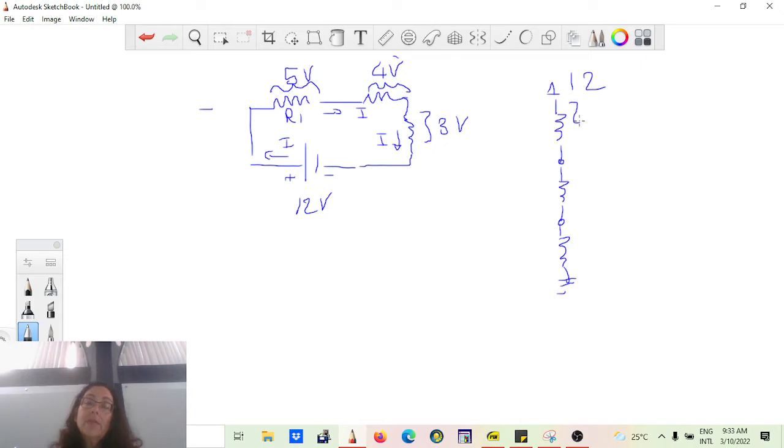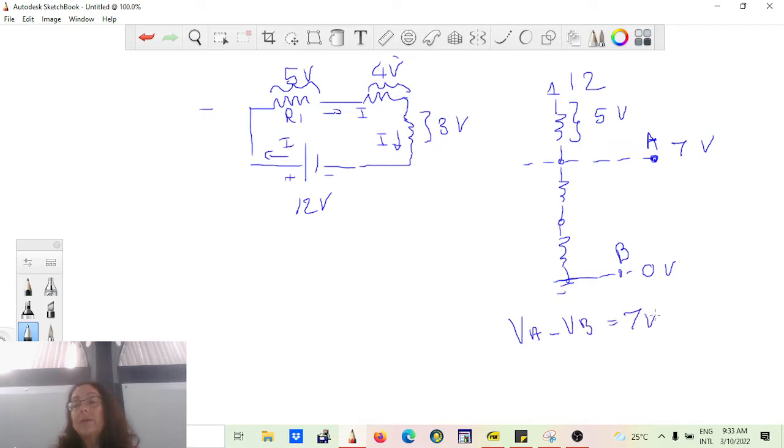So here, if you lose 5 volts, and maybe I was not clear with that, you take this to be the ground here. So if you lose 5 volts, that means there is 7 volts left between this point and that point, right? So if this is the point A and this is the point B, then VA minus VB equals 7 volts. Because you have to think of that as an altitude, right?